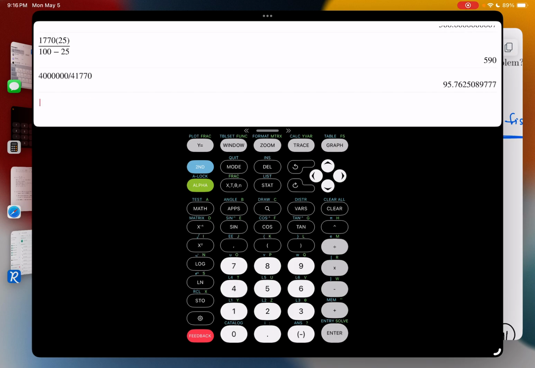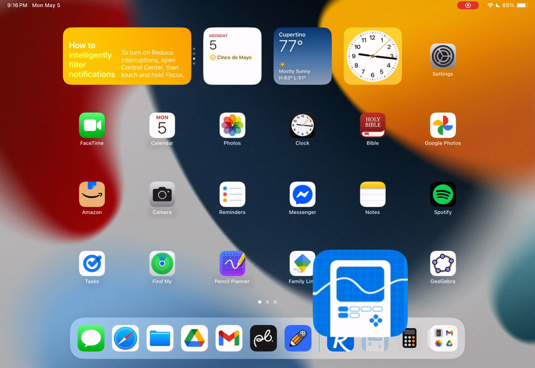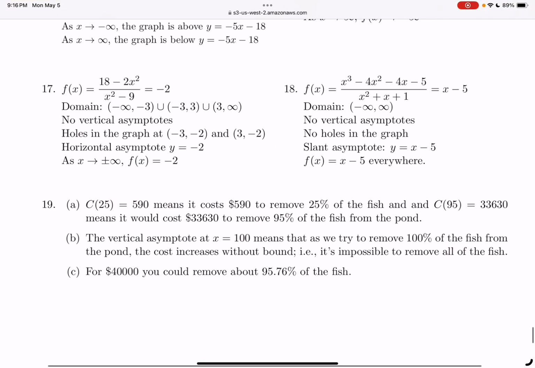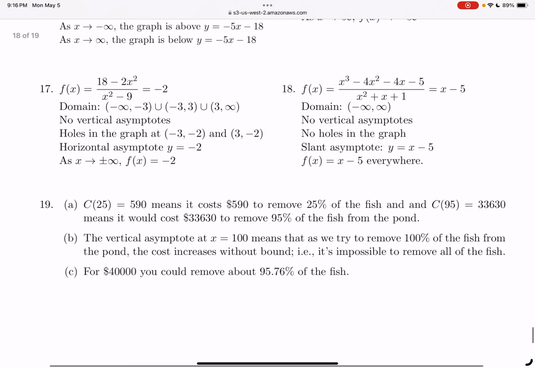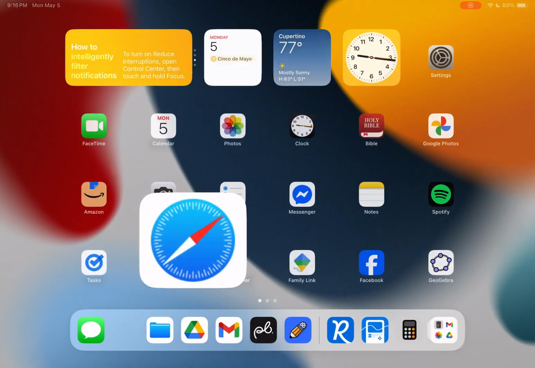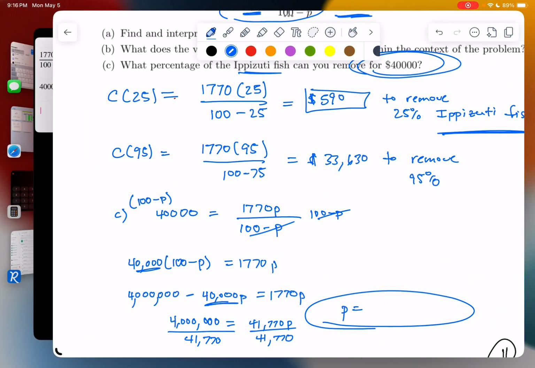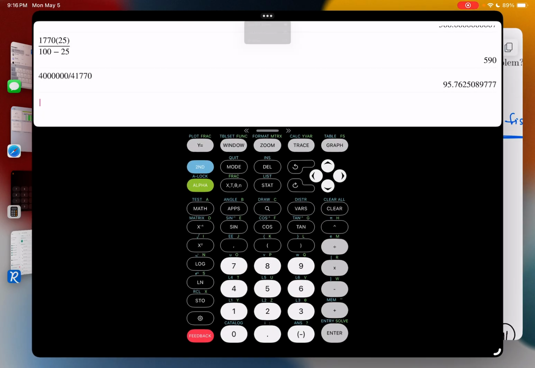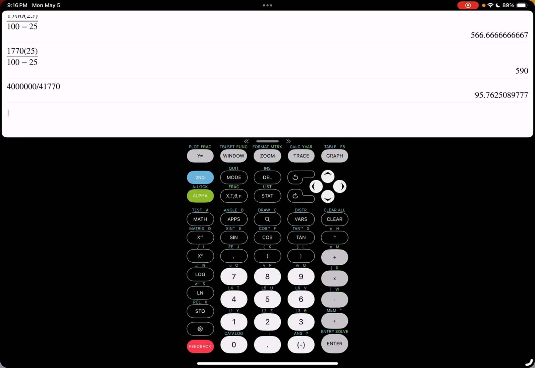And you get like 95.76%. I think that's what it had. Let's see. Yep, 95.76% of the fish get removed for $40,000. So there's a couple homework problems done for you. All right, now I'm going to remove this screen and go back to full screen mode.